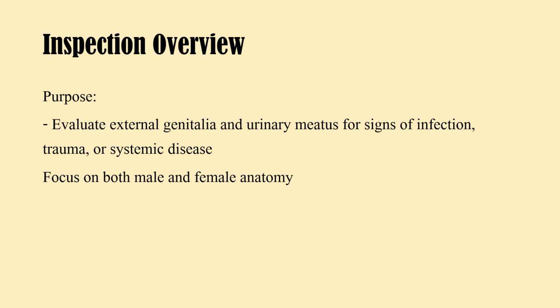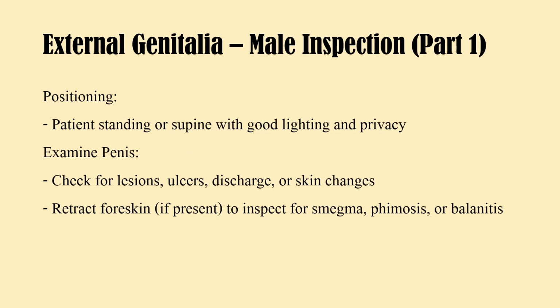Moving on to the inspection stage, the nurse visually examines external genitalia and the urinary meatus for infection, trauma, or systemic disease, maintaining a respectful approach for both male and female patients. Beginning with male genitalia, the nurse ensures privacy and adequate lighting to check the penis for lesions, ulcers, discharge, or skin changes, retracting the foreskin, if present, to assess for issues like balanitis or phimosis.